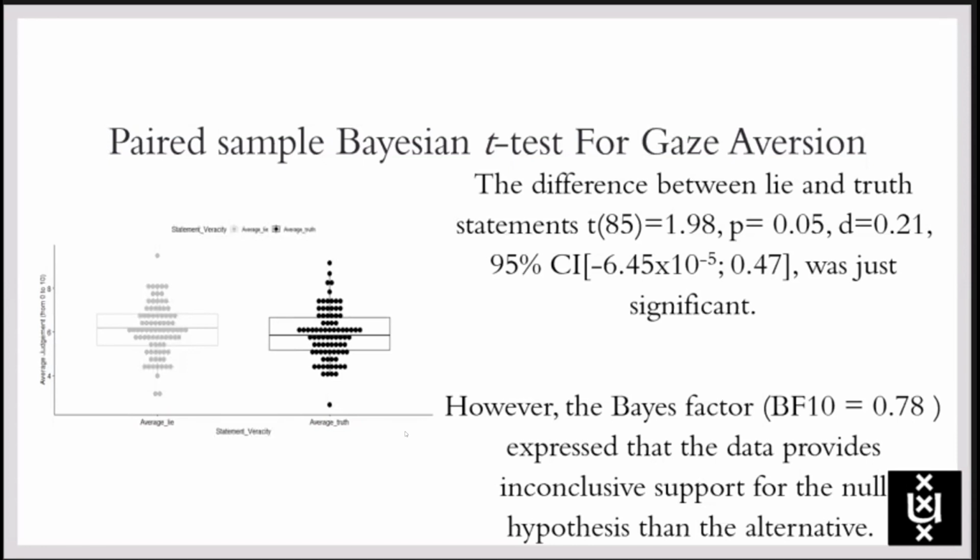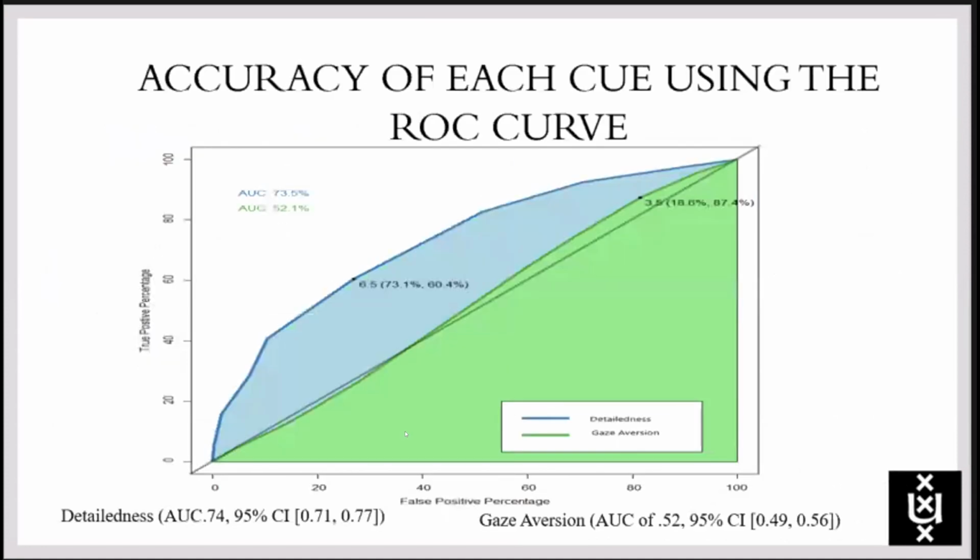And we did further exploratory analysis to see how the cues are able to classify truth and lie statements. So as we can see, the receiver operating characteristic curve. Lines or curves closer to the diagonal line perform at chance level. And as we can see, the blue line represents the detailedness. The area under the curve shows how accurate the cue is.